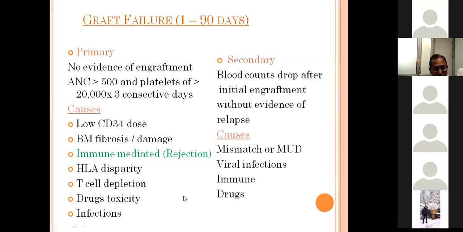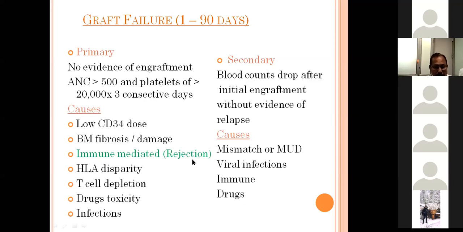The important cause of graft failure is immune mediated, and it is called rejection. It is just the opposite of GVHD. In rejection, it is the lymphocytes of the patient who reject the graft. For example, if you transplanted a kidney into someone, someone gave me a kidney and I had it transplanted, but the doctor said your kidney has been rejected, which means my body has rejected the donor tissue.